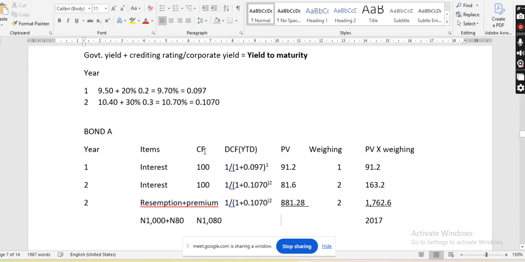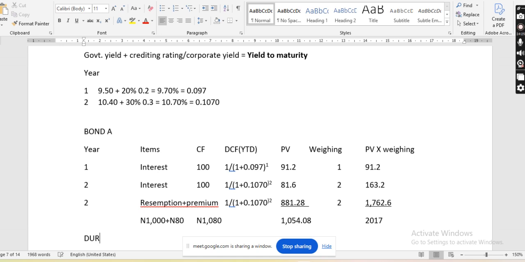Don't forget, in this cash flow, always put your Naira sign. Put your Naira sign, I beg. 105.08. So 1054. Sorry, 1054, like this. Yes, that's fine.